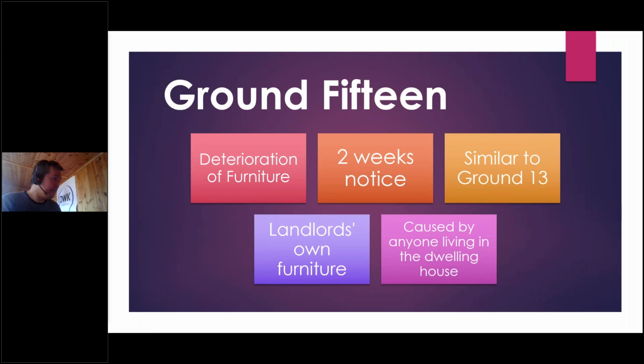Ground 15 is deterioration of furniture. So this is the landlord's furniture, obviously. And again, this fits into ground 13, which is the property condition. So ground 13 and ground 15 probably work in tandem. But again, 2 weeks notice. And again, it's all about providing evidence that the tenant is destroying or has caused deterioration to the furniture during the tenancy itself. So that's ground 15. Again, as I said, it works quite well in tandem with ground 13, 2 weeks notice there as well.